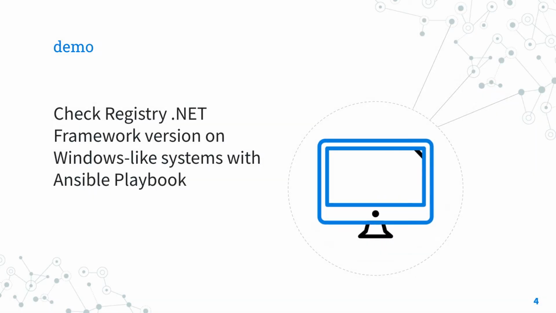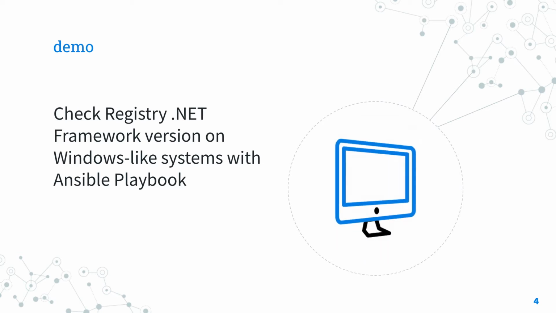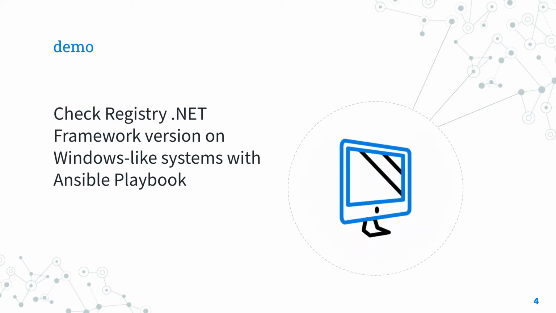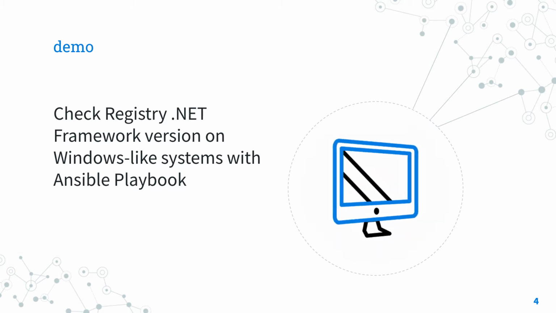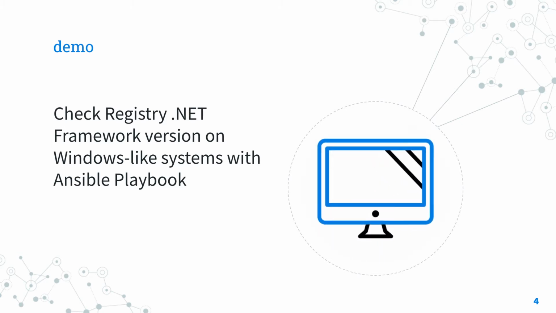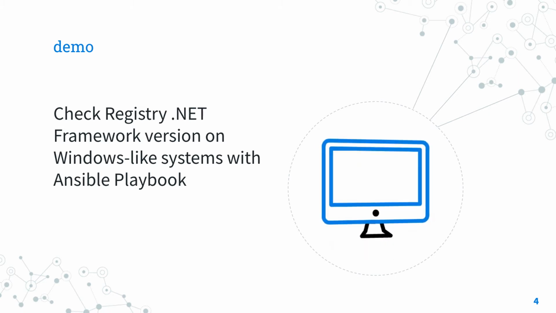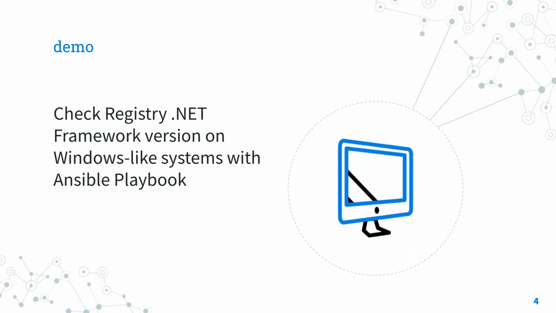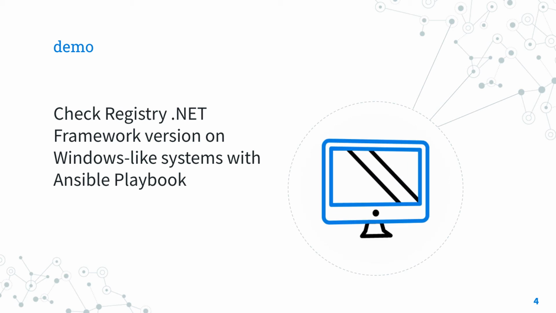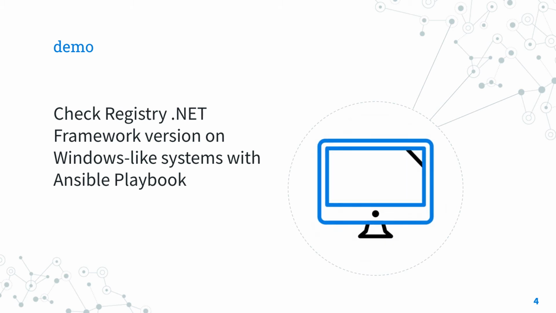Demo time. Let's have fun together. So I will show you how to check the .NET Framework version on Windows-like system accessing the Windows Registry with an Ansible Playbook. Specifically, the Windows Registry key is version, located in HKEY_LOCAL_MACHINE/software/Microsoft/net framework setup/ndp/v4/full. But it's better to see the code in action.